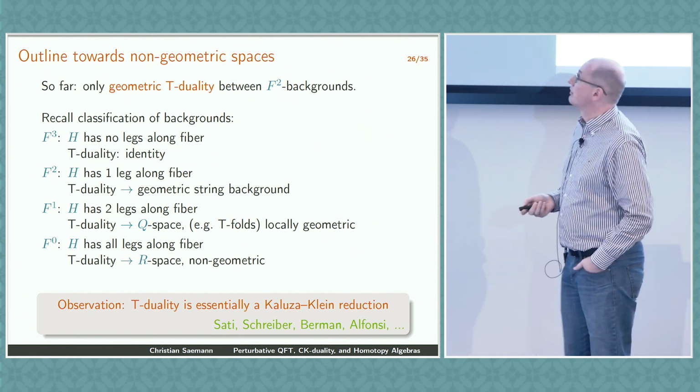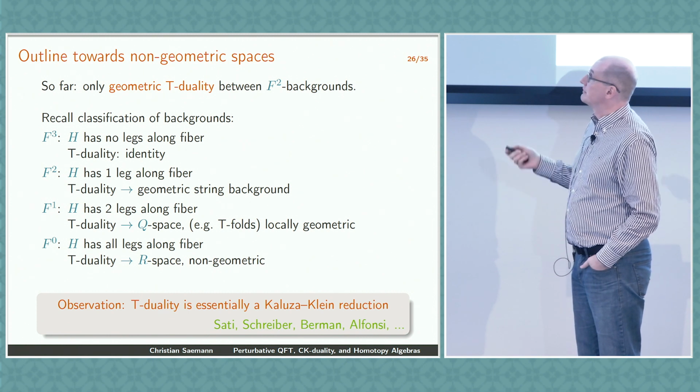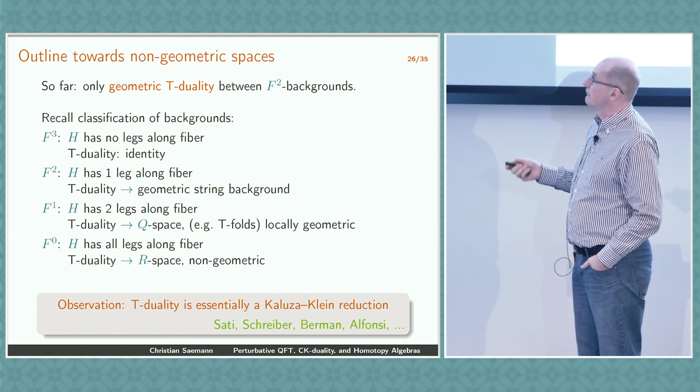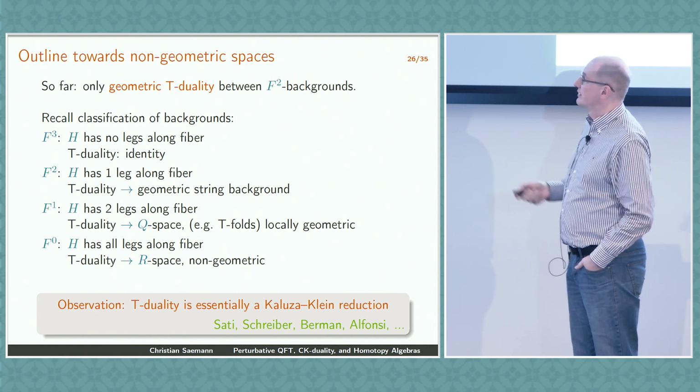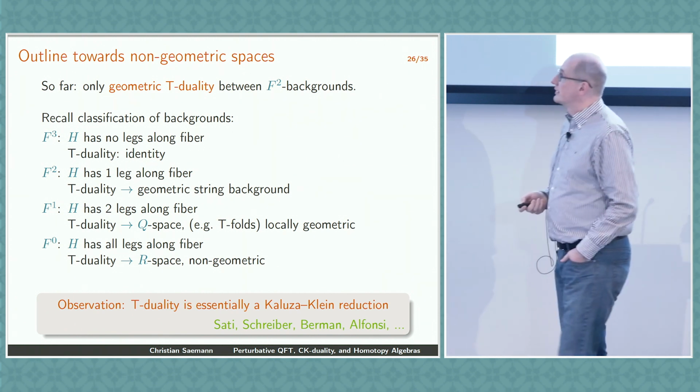And then you can recall the classification of these backgrounds. So, I mean, you have this F3 background. But you see, as soon as you have T-dualities along two legs of this H, you get Q spaces, you get T-folds that are locally geometric. And with three legs, you get the R spaces that are non-geometric. And so how do we attack this?